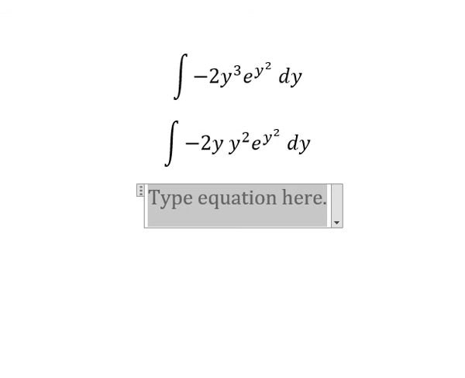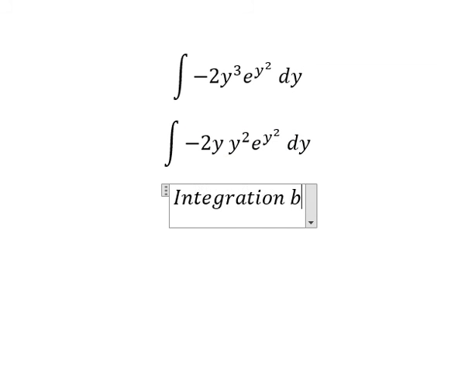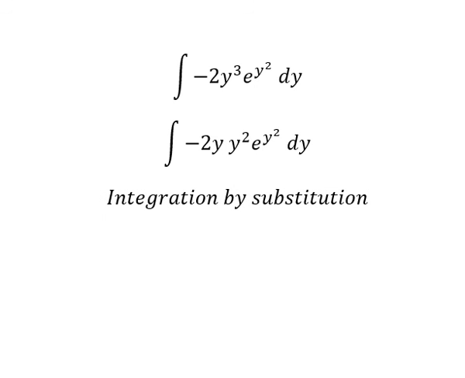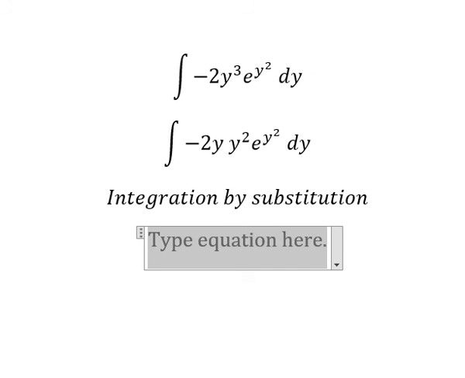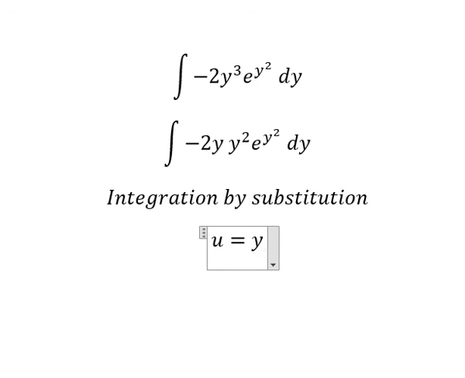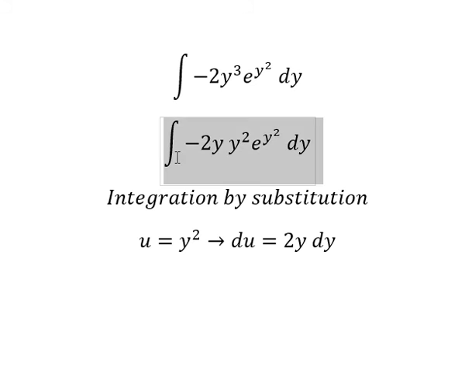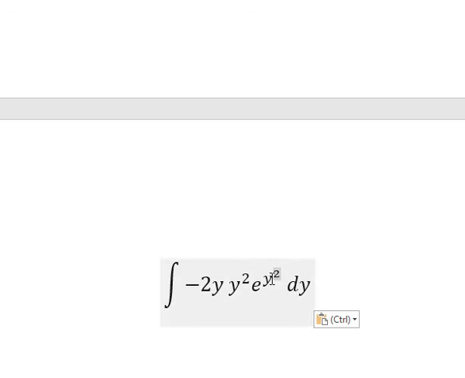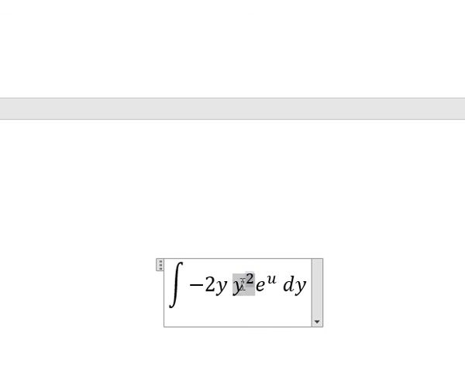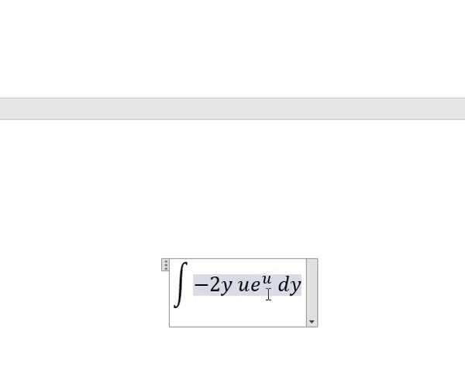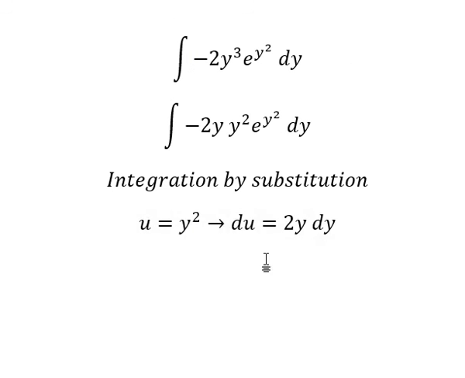Next, we need to use integration by substitution. So I need to put u equals y squared. Later, we need to do the first derivative for both sides. First derivative of y to the power of 2, we have 2y dy. So this one we change by u. This one we change by u. 2y dy, that is du.